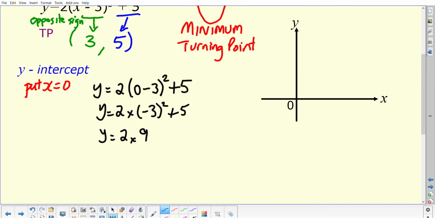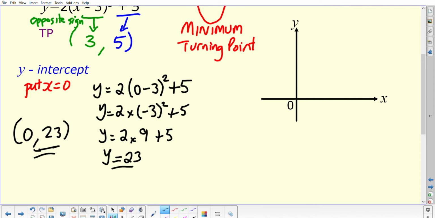If you square numbers on the calculator, please make sure you put brackets around it. So (-3) squared gives you +9, plus 5. So 2 times 9 is 18, add 5 would give us 23. So our y-intercept will be the point (0, 23). That's how you would get the marks: the first mark would be your turning point, the second mark getting the y-intercept.